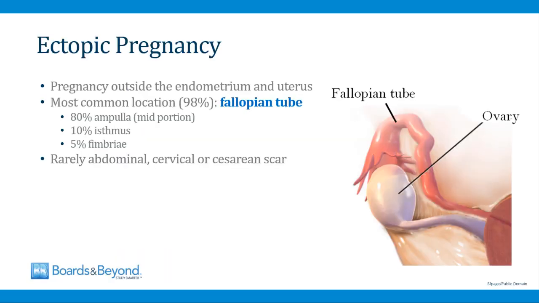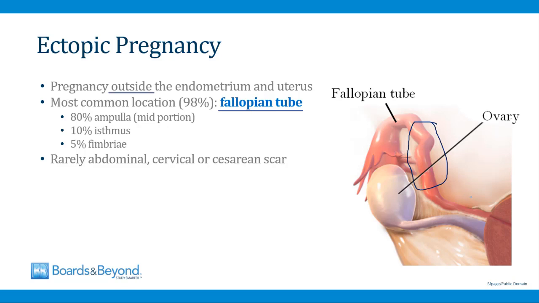An ectopic pregnancy is a pregnancy that develops outside the endometrium and the uterus. And the most common location for an ectopic pregnancy is in the fallopian tubes. About 80% of ectopic pregnancies occur in the ampulla of the fallopian tubes, which is the mid portion shown here.